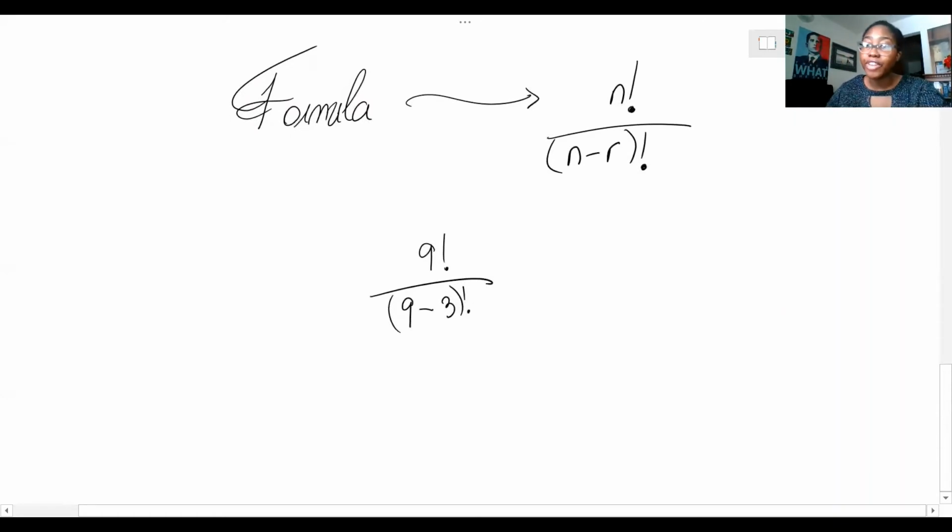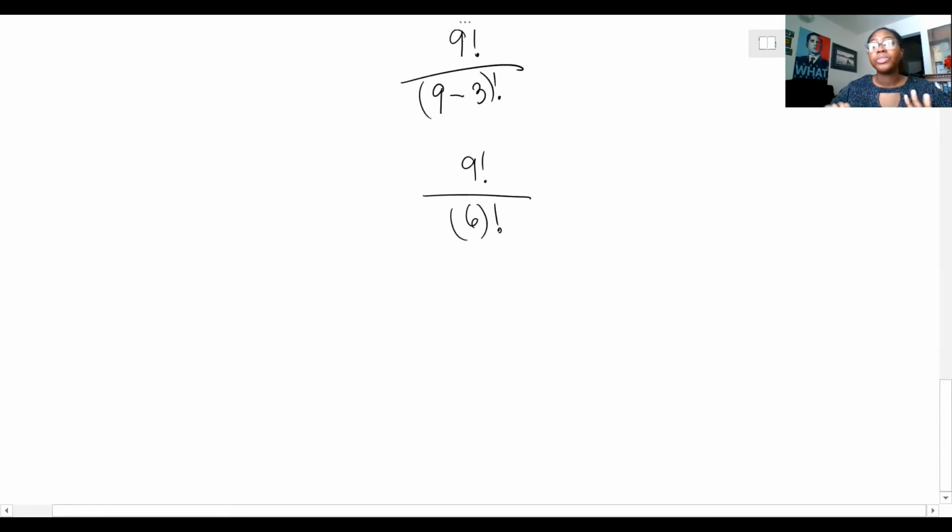Now, when we talk about factorial, when we say 9 factorial, we're saying 9 times 8 times 7 times 6 times 5 times 4 times 3 times 2 times 1. So the first thing we're going to do, I'm going to write back 9 factorial, and you'll see why, because I want to simplify first. At the bottom where we have 9 minus 3, we can simplify that to 6 factorial.